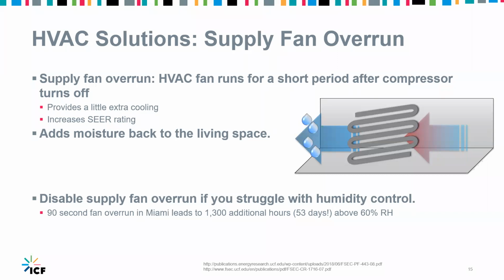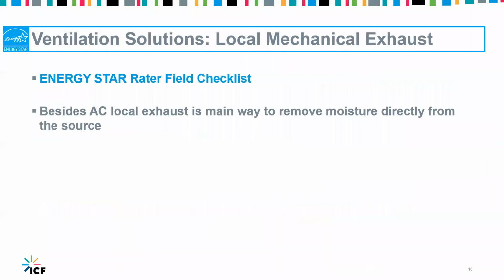But one study that FSEC did showed that in Miami, a unit with 90 seconds of overrun, undoing that 90 seconds basically saved 1,300 hours above 60% humidity. That's 53 days worth, a couple months. So depending on where you are, this could have a really huge impact on humidity control. That was the most extreme example in the study they looked at, but I just wanted to illustrate the point that this could potentially be a big impact. So that's one thing to consider: supply fan overrun.